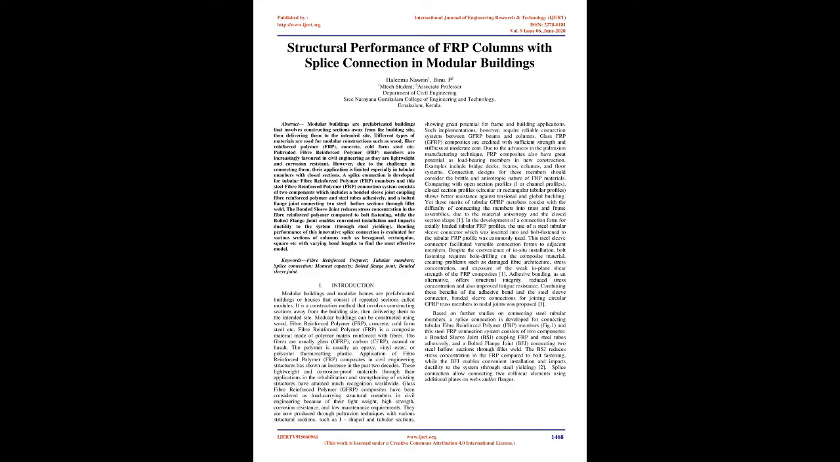Structural performance of FRP columns with splice connection in modular buildings. Abstract: modular buildings are prefabricated buildings that involve constructing sections away from the building site, then delivering them to the intended site. Different types of materials are used for modular constructions such as wood, fiber reinforced polymer, FRP, concrete, cold form steel, etc.